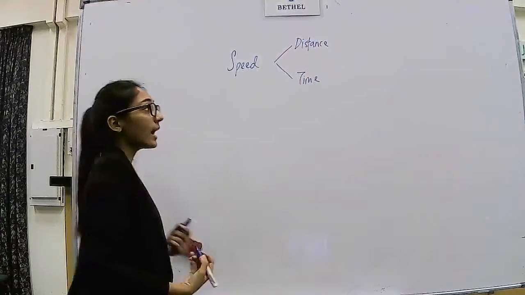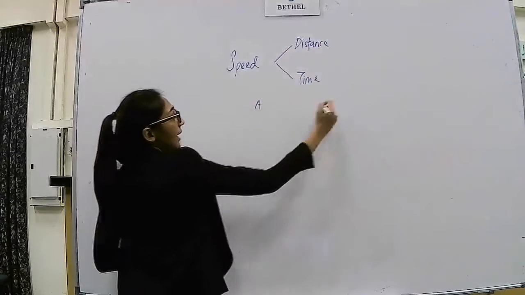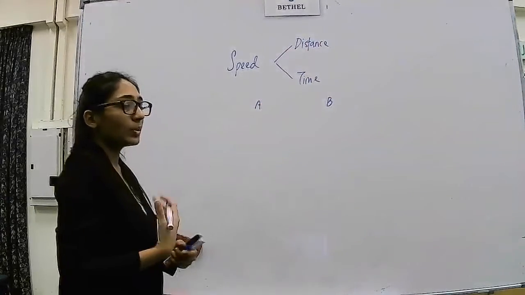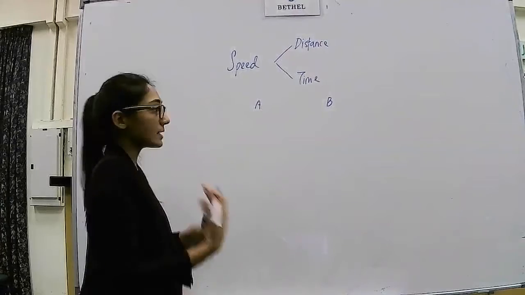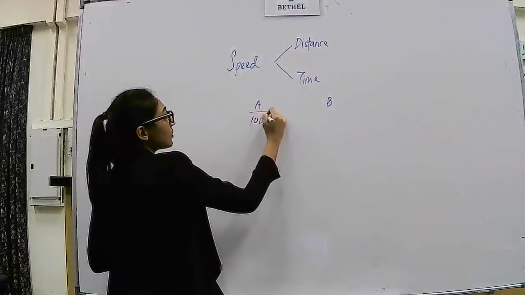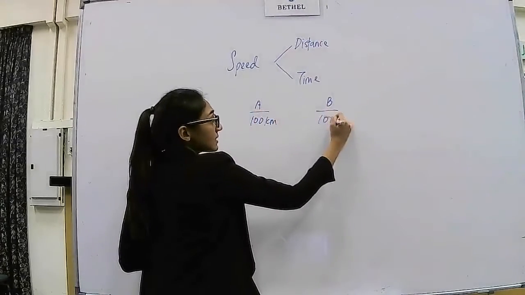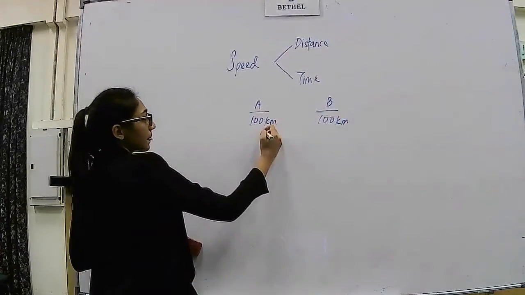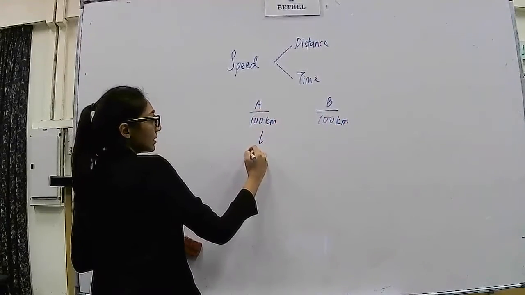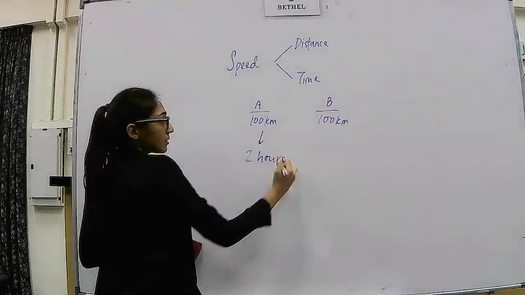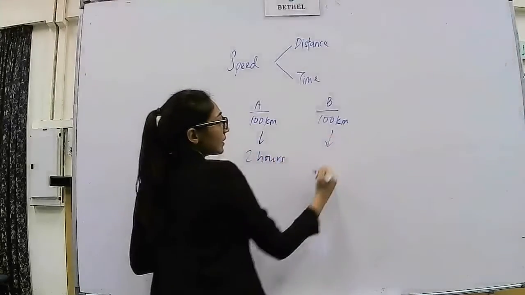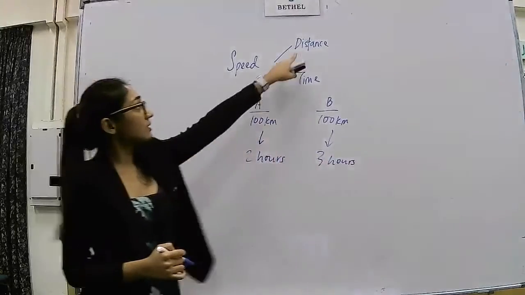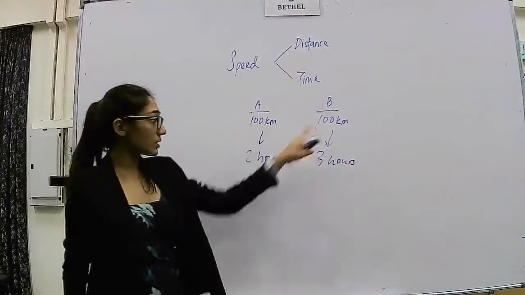Let's say I have car A and car B, both traveling to Ipoh, or both traveling to a certain place. Let's say it is 100 kilometers away, and they start at the same time, at the same place. Car A reaches within 2 hours. Car B reaches in 3 hours. So the distance is the same, 100 kilometers.